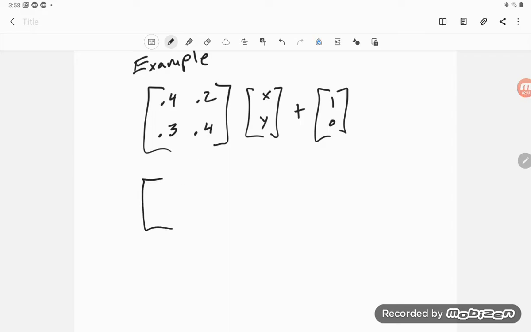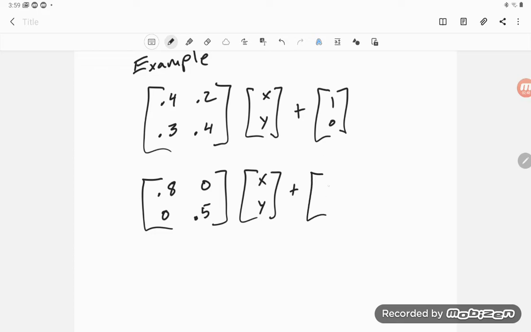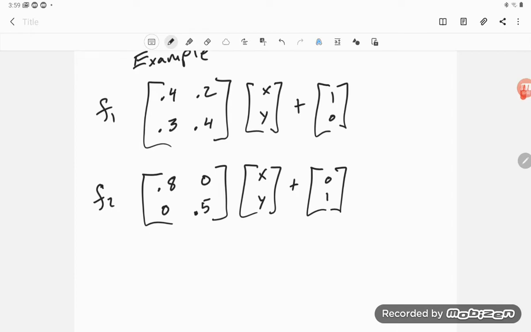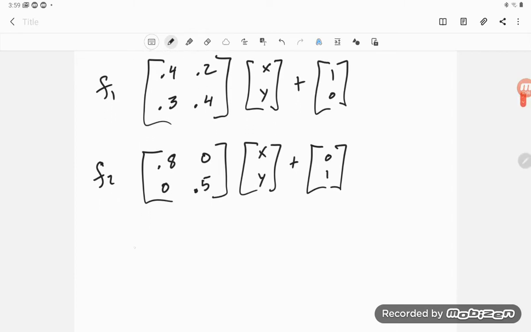And then I'll do another one here where maybe this is a 0.8, a 0, a 0, and a 0.5 times x, y, and then plus 0, 1, like that. So here I'll say is F1, here is F2. They are both affine transformations, and if I start with some point, so suppose I take my first vector x0, and that's the vector 1, 1.